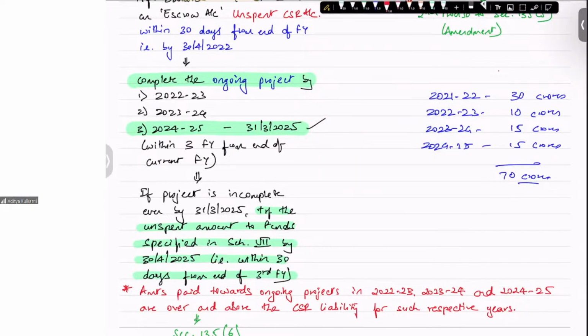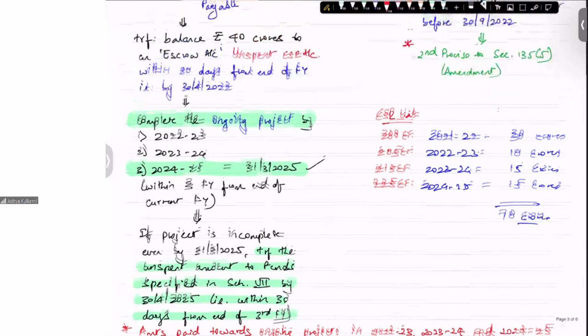In 22-23, suppose the CSR liability, see, it was 200 crores here. In this case, let us assume it is 205 crores. In this case, let us assume it is 215 crores. And in this case, let us assume it is 225 crores. Now, pay attention. My question to you is, don't read this, okay?